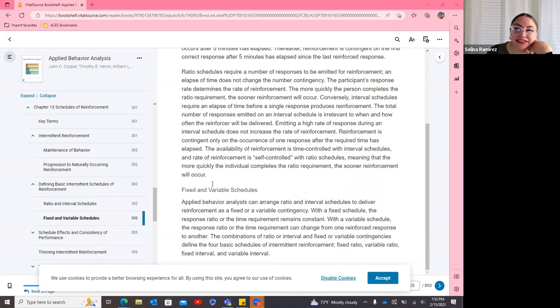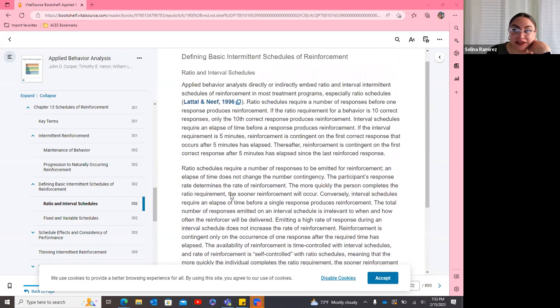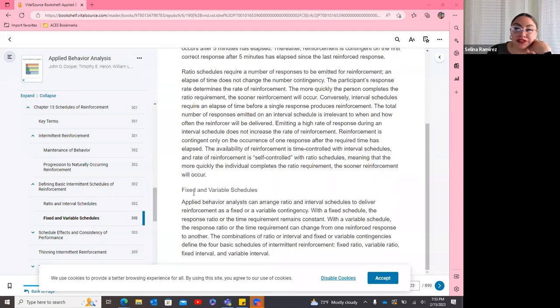Okay, and then we have fixed and variable schedules. So knowing the difference between fixed and variable. Fixed is going to be delivered after a fixed amount of either time or responses. So if you see an F, we know that is going to stay that number always. We're not going to go up 1, down 1. We're not going to average it out.